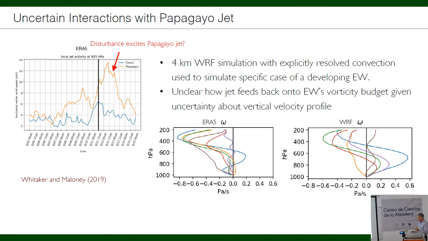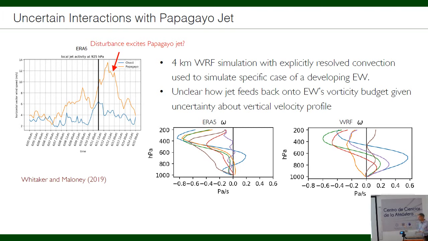and one of the problems is that if we look at this stretching term and so the vertical motion that causes it in both observations and a high resolution version of the WRF model that actually resolves convection, we can see that in the Papagayo Jet region the vertical velocity looks very, very different depending on what model or observation that you actually look at. So we really don't know, given this uncertainty about vertical velocity profiles and convective heating, how the jet actually interacts with the easterly wave. And so this is something that sort of leads into my next part that field measurements might help to address.